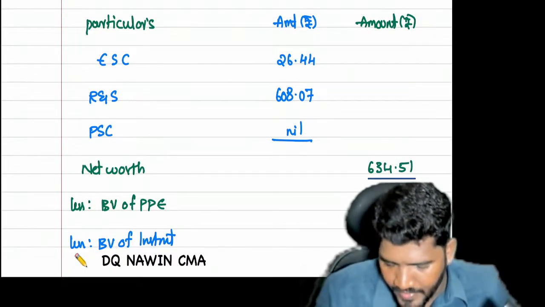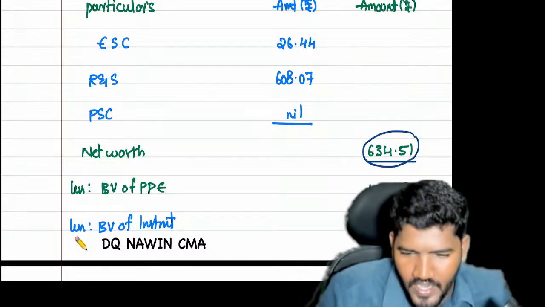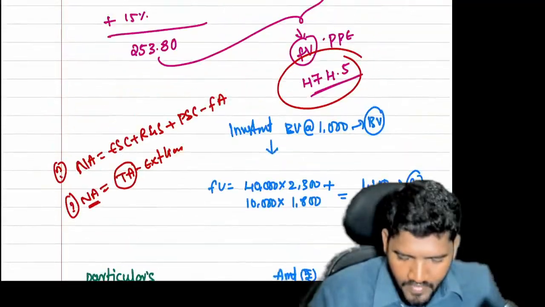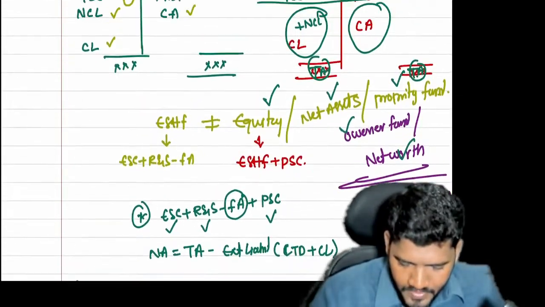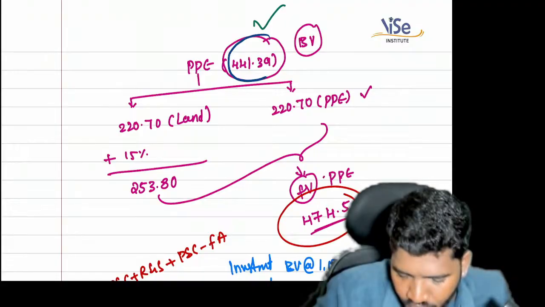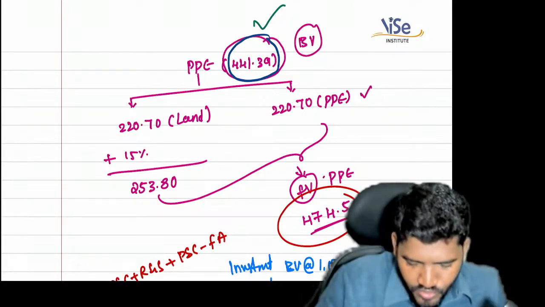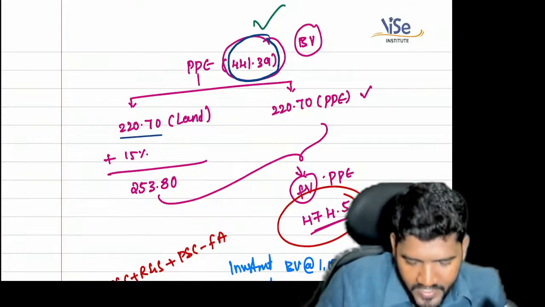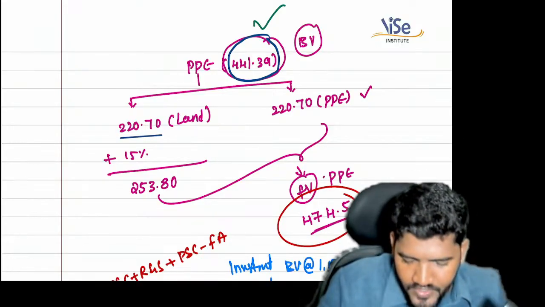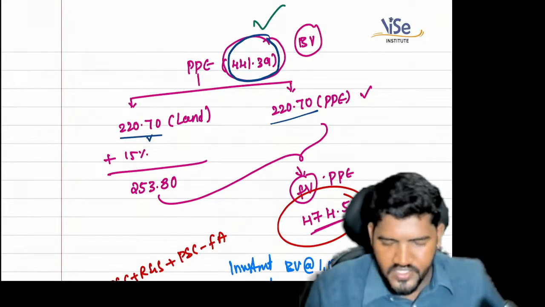634.51. Okay, now this 634.51 is the book value of net worth. I don't want the book value of net worth, I want the fair value. So for fair value purposes, I have to calculate it. The PPE total value is 441.39. Out of 441.39, land value is 220.70. The pending, the remaining PPE, is 220.7 only.